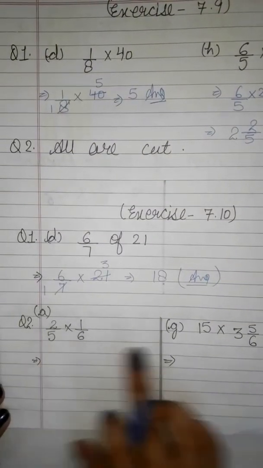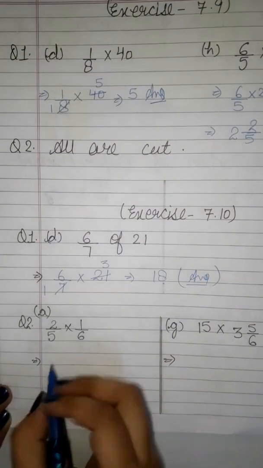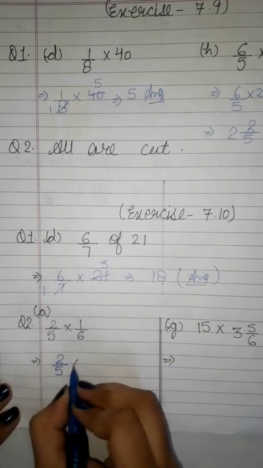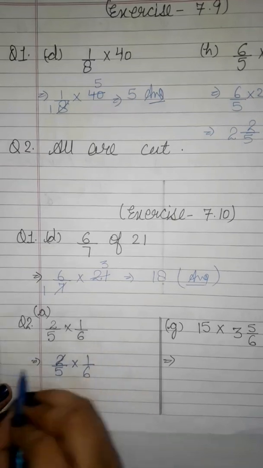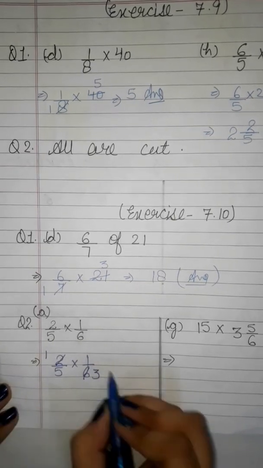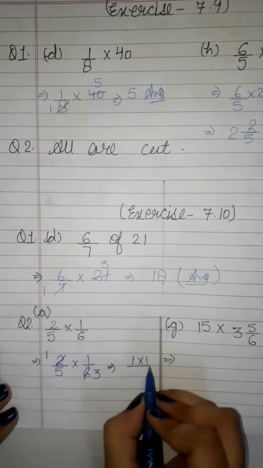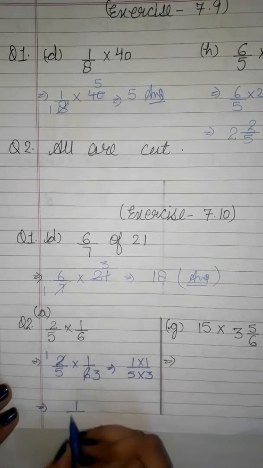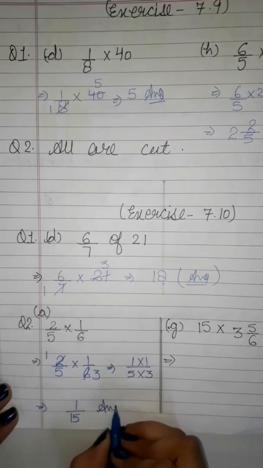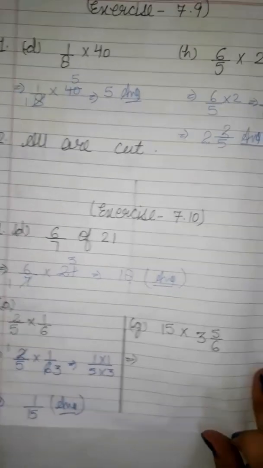Now see A and G part of question number 2. 2 by 5 multiplied by 1 by 6. Now this 2 and 6 we can divide by the same table. 2 ones are 2, 2 threes are 6. So what do we get? 1 into 1 by 5 into 3. 1 ones are 1 and 5 threes are 15. This is your answer. Now see the G part.